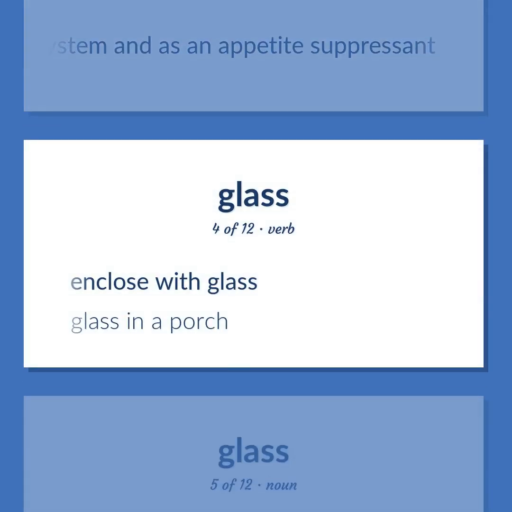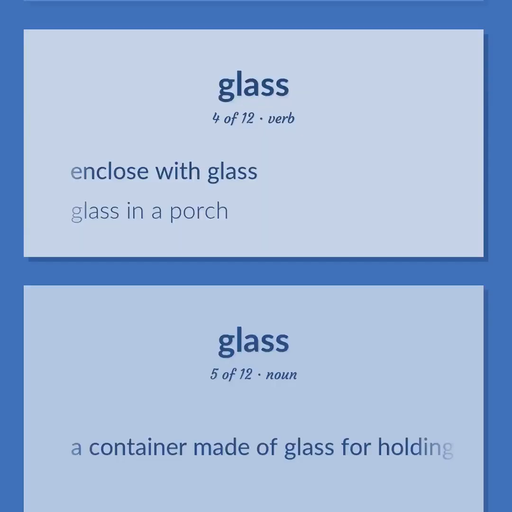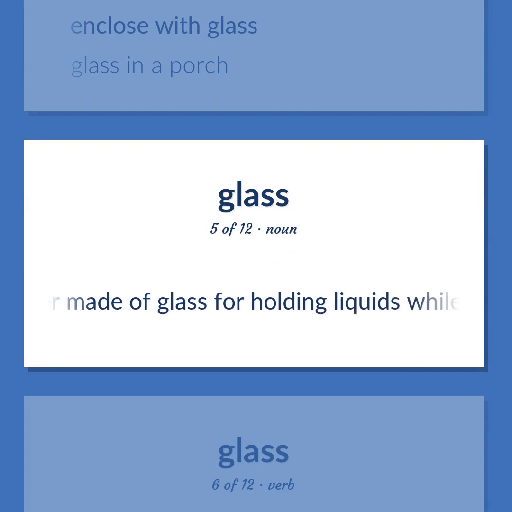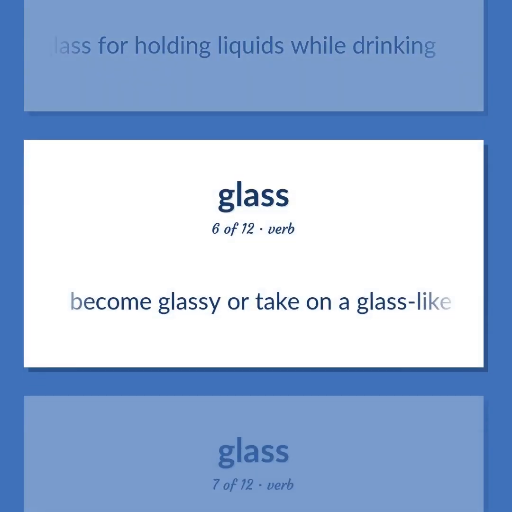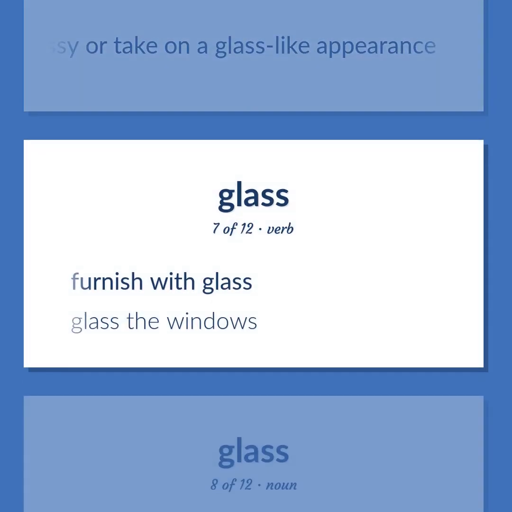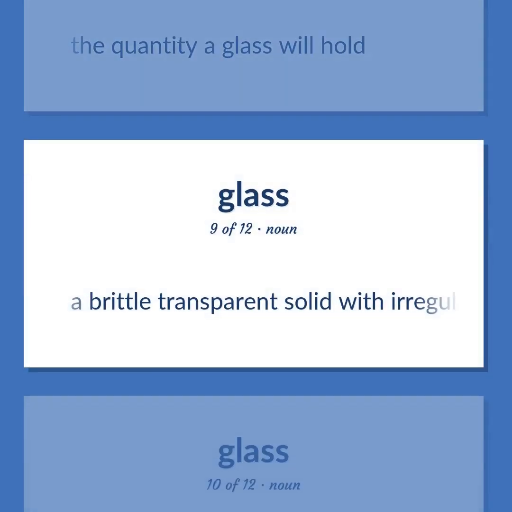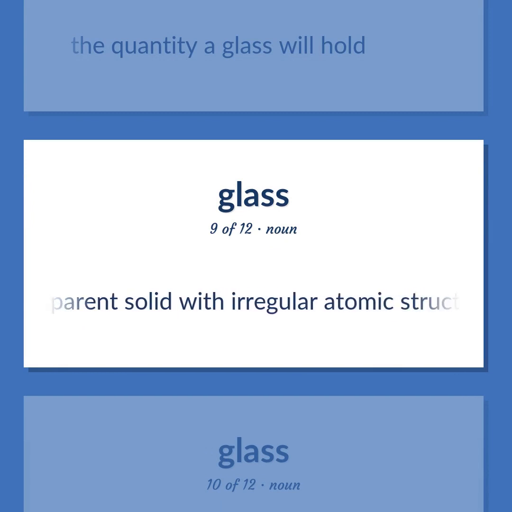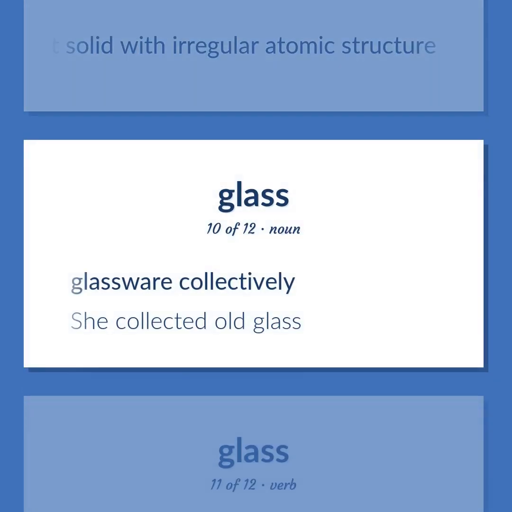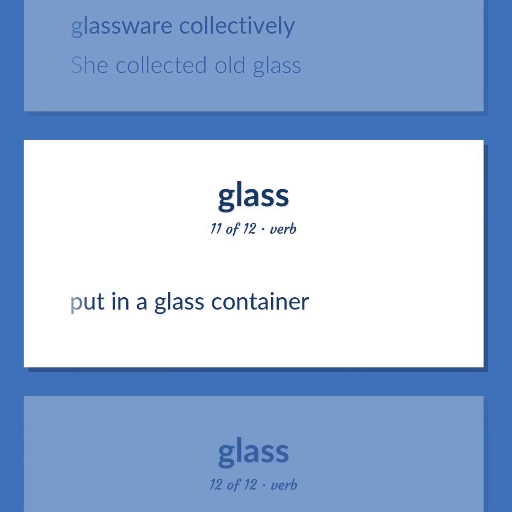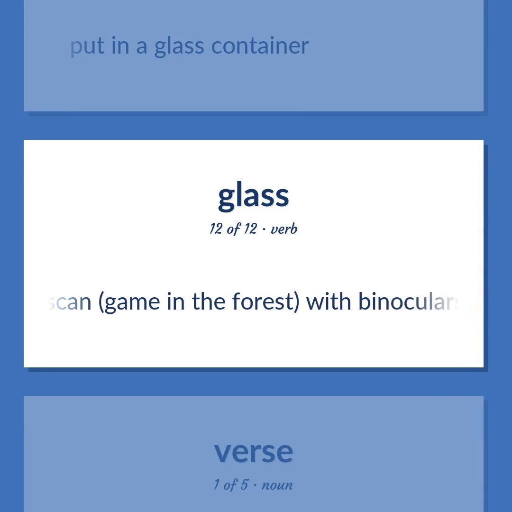Enclose with glass. Glass in a porch. A container made of glass for holding liquids while drinking. Become glassy or take on a glass-like appearance. Furnish with glass. Glass the windows. The quantity a glass will hold. A brittle transparent solid with irregular atomic structure. Glassware collectively. She collected old glass. Put in a glass container. Scan, game in the forest, with binoculars.